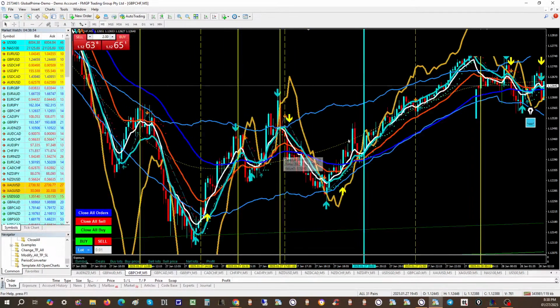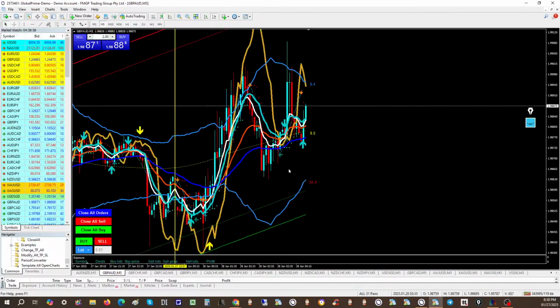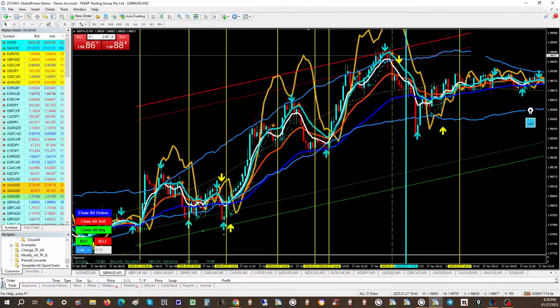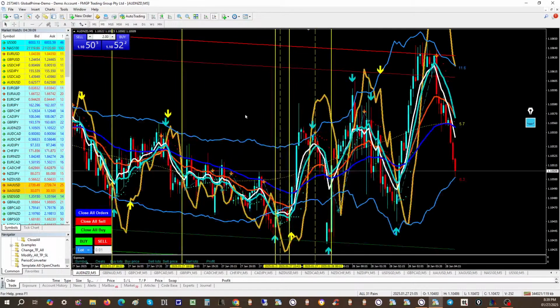So good trade on all three. Pound Aussie, 5-minute chart. Let's see here. There was only one trade today there, and no brainer all the way down. Good pippage there.